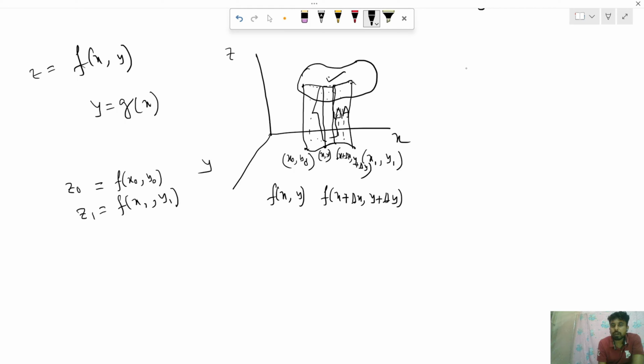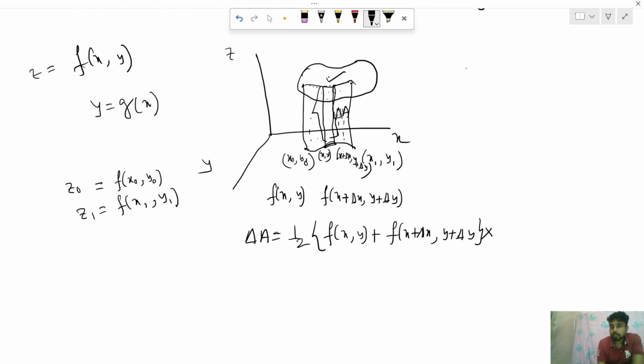So what will be the area delta A? It will be like a trapezium: half of f of x comma y plus f of x plus delta x comma y plus delta y, multiplied by this distance.